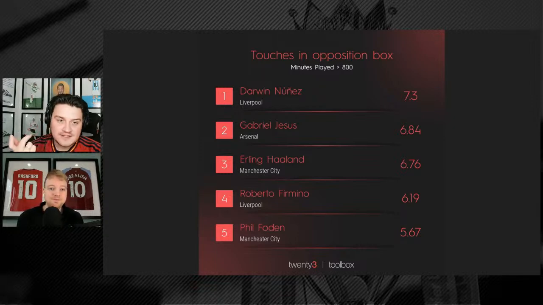Yeah, I mean, obviously these don't show us where these touches are in the box, which is obviously a key metric in this.